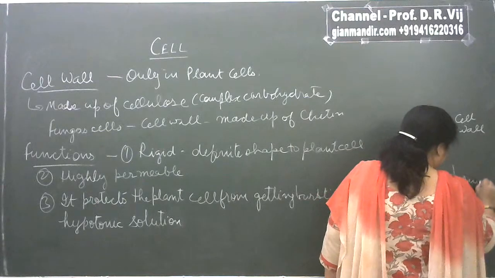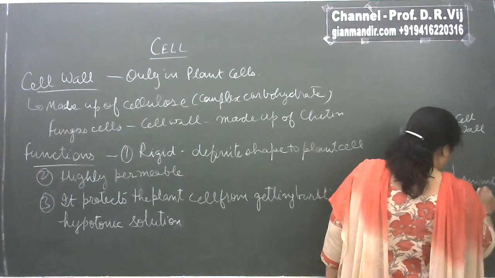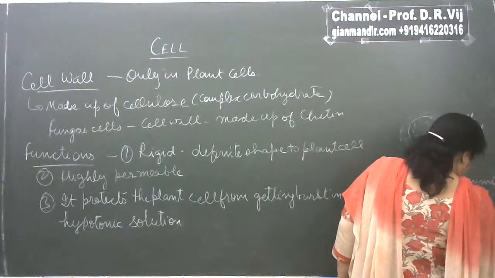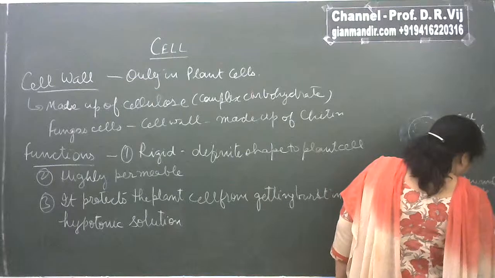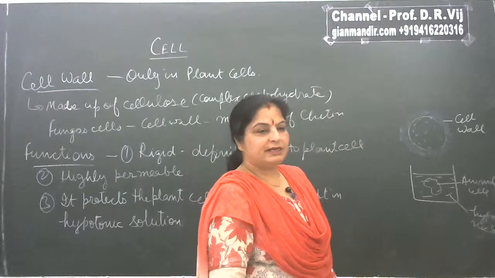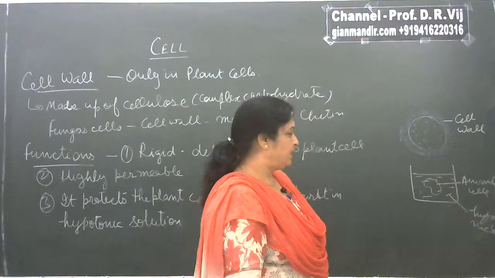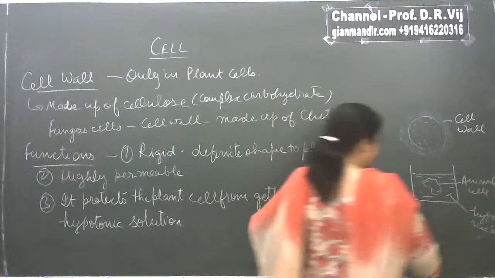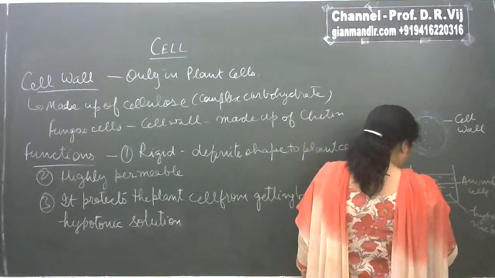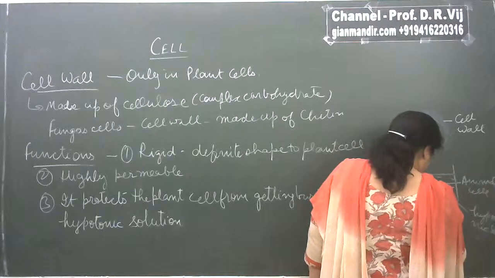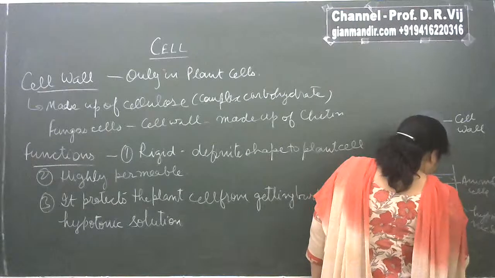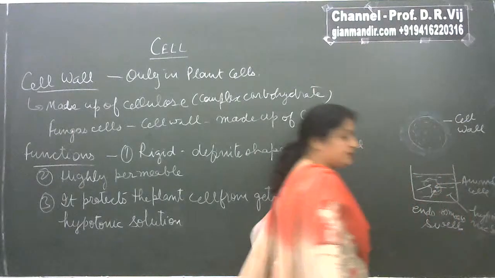suppose here we have an animal cell kept in hypertonic solution. As we have already discussed in the previous lecture, when an animal cell is kept in a hypertonic solution, what happens? The water moves from outside to inside, and the process occurring here is endosmosis, due to which the cell swells.